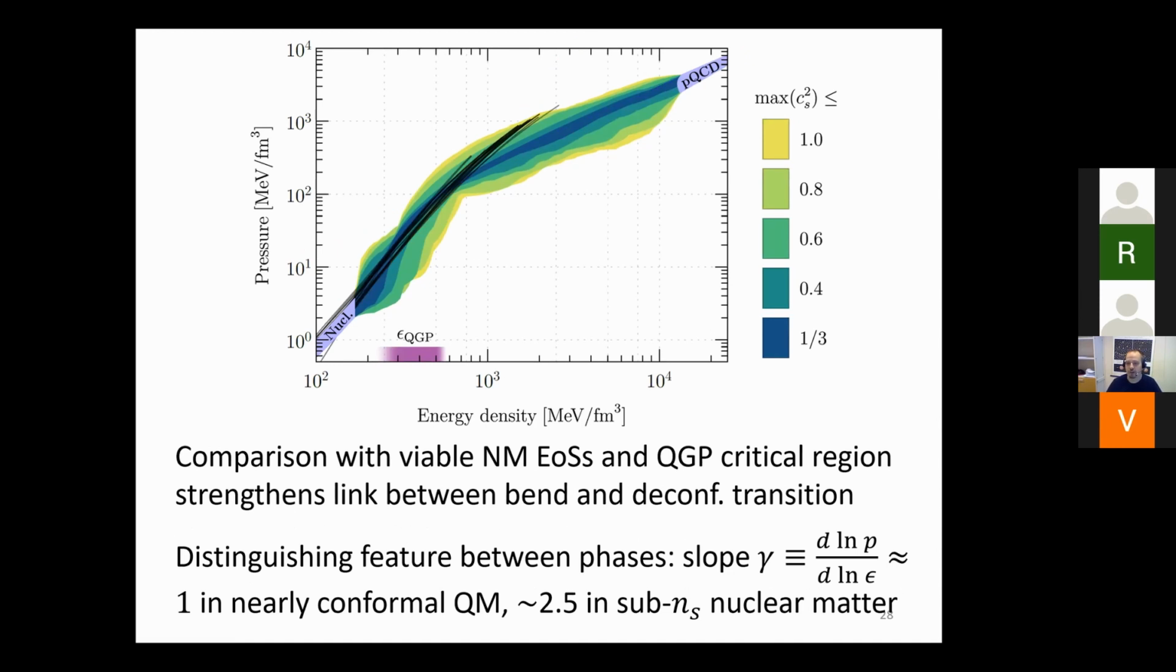And this suggestion is even further strengthened by the observation that if we plot here nuclear theory EOSs that extend beyond 1.1 saturation densities, they really continue on an almost straight line to higher densities. And the distinguishing feature between these EOSs and the PQCD EOS that you can extrapolate from high densities is clearly in the value of this logarithmic derivative of the pressure with respect to the energy density, the polytropic index gamma, that obtains the value of roughly 2.5 at low densities and 1 at high densities.